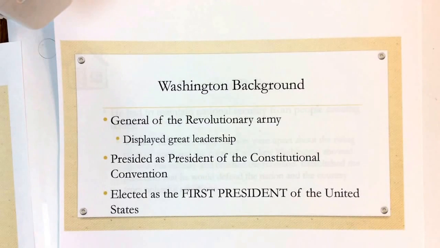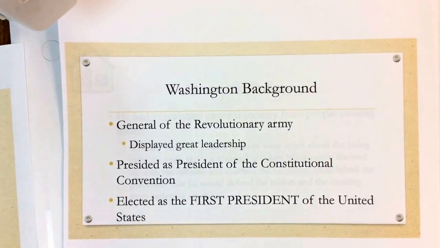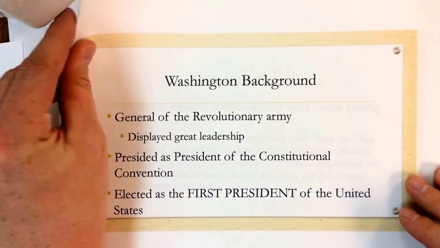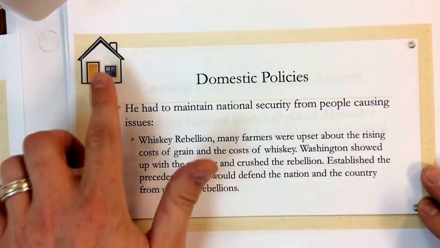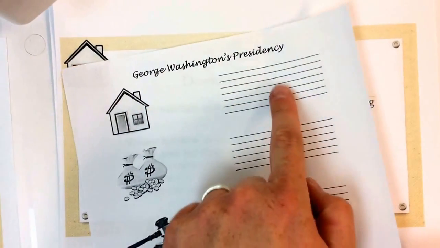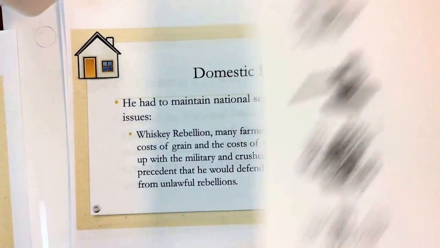What we're going to do here is look at some precedents, or things that he did first that established how each president works from then on. So first, we have domestic policy. You see the little house right here. So on your notes, we have the house. Right down here, this is our domestic policy information.